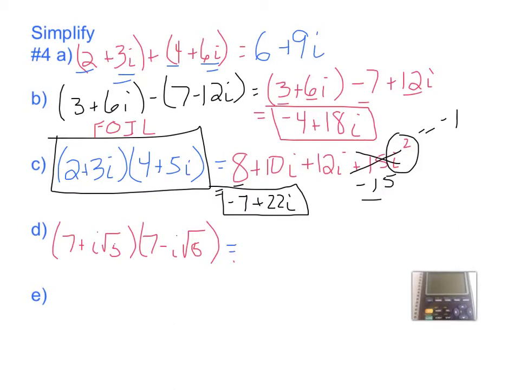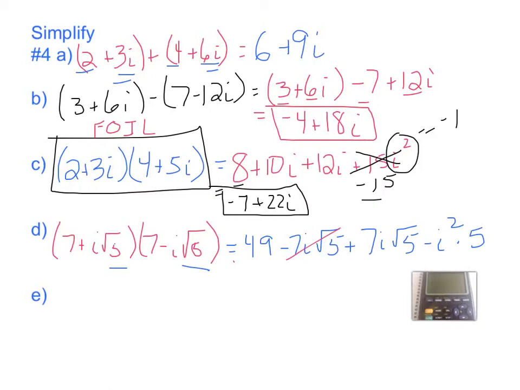Okay, do your firsts, that's 49. Do your outers, that's minus 7i root 5. Sometimes I just say root 5 instead of square root 5, it's faster. Inners would be plus 7i root 5. And then last would be minus i squared times root 5 times root 5, which is root 25, which takes you right back to 5. So here's a shortcut: root 5 times root 5 is just 5. Basically, the 5 gets out of jail.